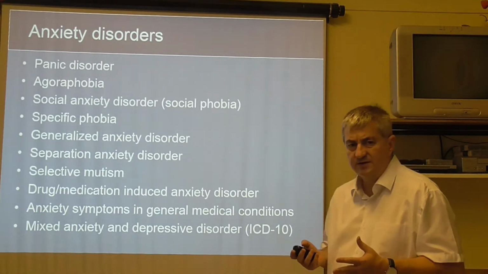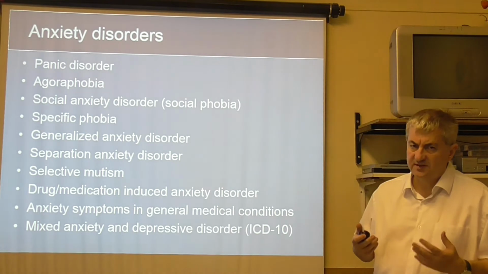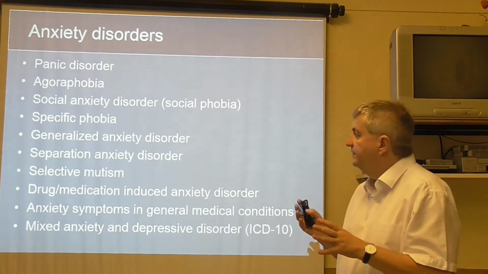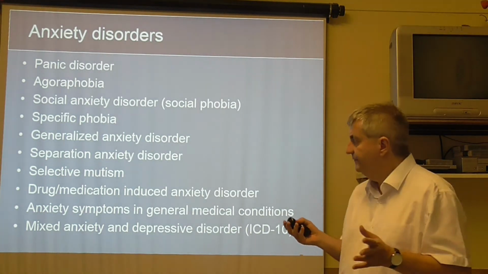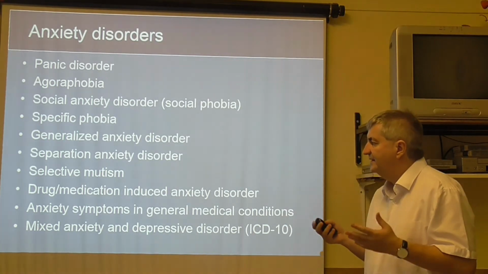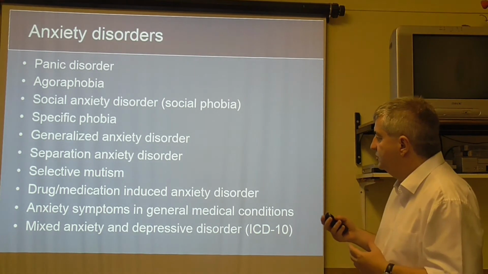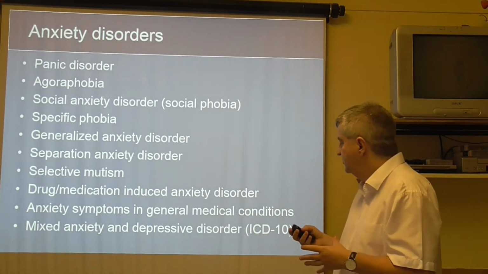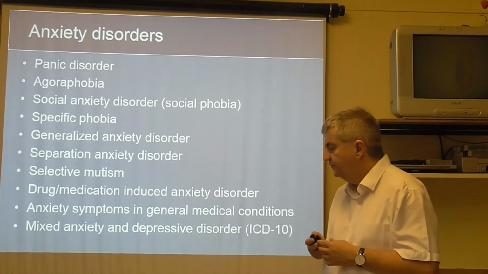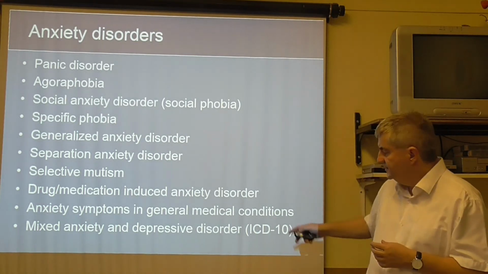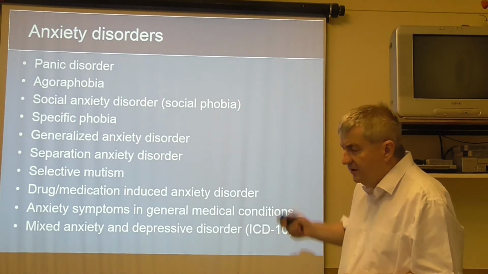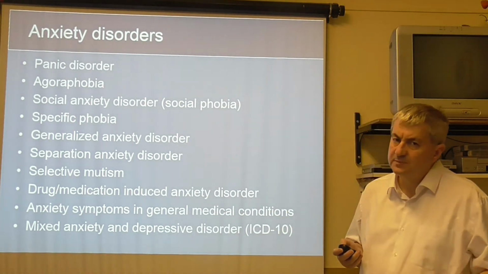These are the anxiety disorders in the recent classification systems, the DSM-5 and the ICD-10: panic disorder, agoraphobia, social anxiety disorder, specific phobias, generalized anxiety disorder, separation anxiety disorder, selective mutism, drug or medication-induced anxiety disorders, anxiety symptoms in general medical conditions, and mixed anxiety and depressive disorders, which only appears in the ICD-10. This last diagnosis we cannot find in DSM-5. We will go through all of these and you will get a description of these disorders.